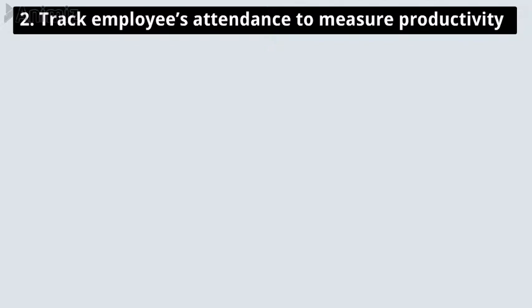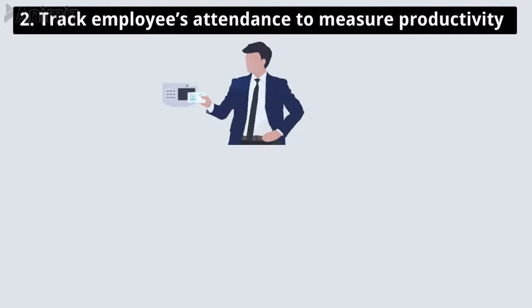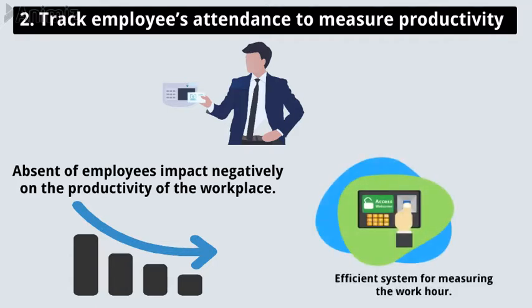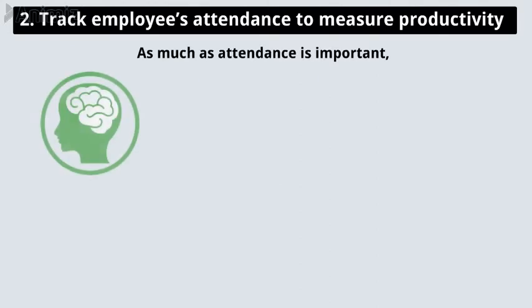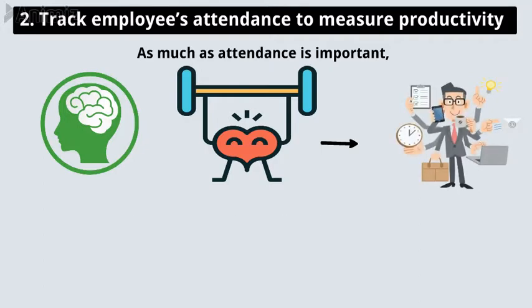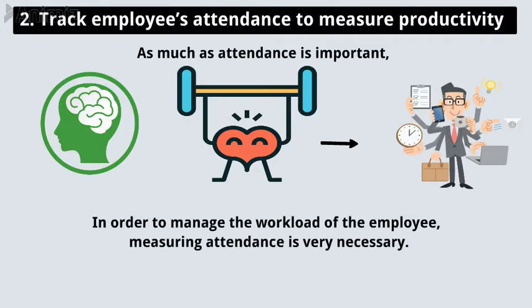Number 2. Track employees' attendance to measure productivity. Tracking employees' attendance is very important to measure productivity in the workplace. Absence of employees impacts negatively on the productivity of the workplace. So every company should have an efficient system for measuring the work hour. As much as attendance is important, the mental and physical health of the employee is also very important to give you their best output. In order to manage the workload of the employee, measuring attendance is very necessary. There are many effective work hour measuring systems available which can make the process easier.